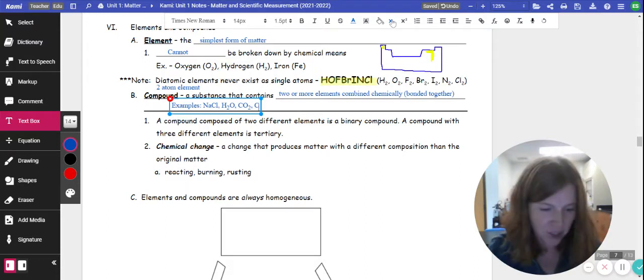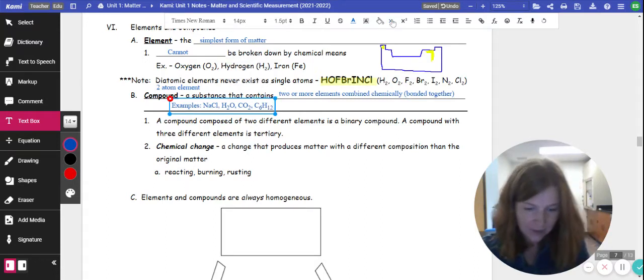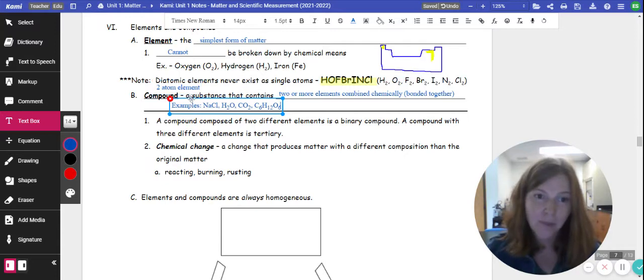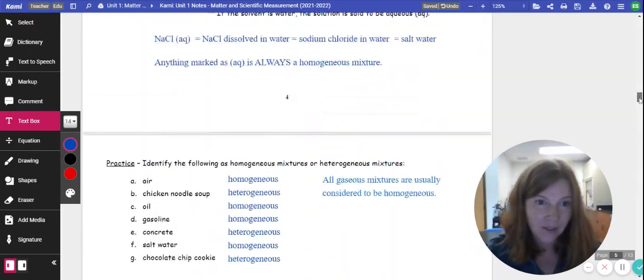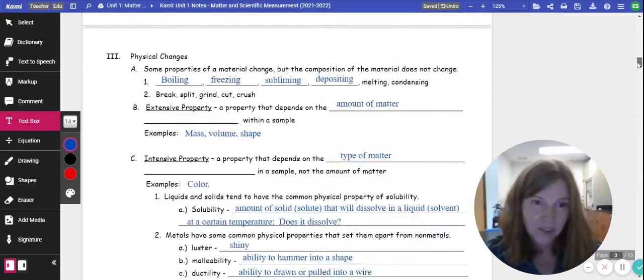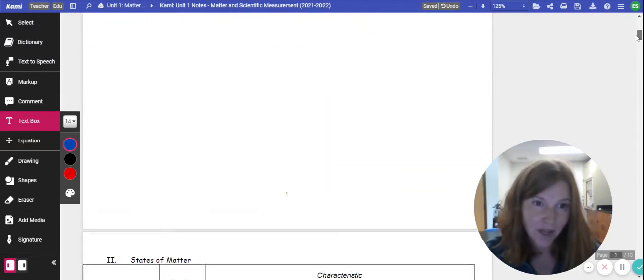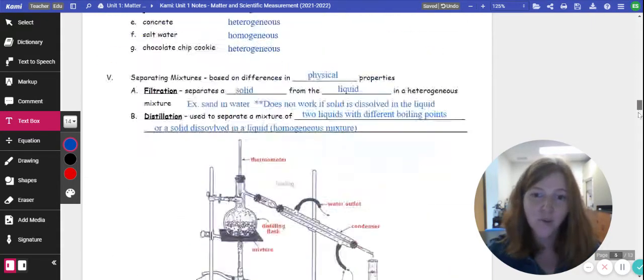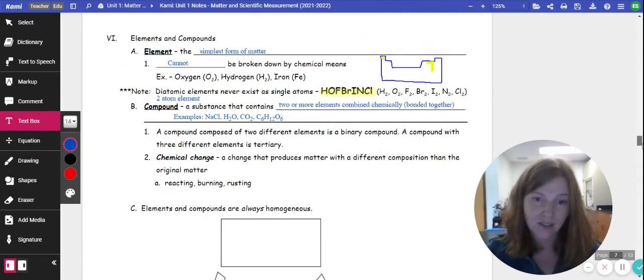Maybe you remember from biology, C6H12O6, which is glucose. 6 atoms of carbon, 12 atoms of hydrogen, 6 atoms of oxygen bonded together. That is a compound. Now, both elements and compounds are considered to be substances, meaning if we take back in our notes, back up where we talked about substances, which was way back on the very first page, a substance is matter that has a uniform composition throughout the universe. So no matter where you find an element, it is going to be chemically identical. No matter where you find a particular compound, it will be chemically identical.